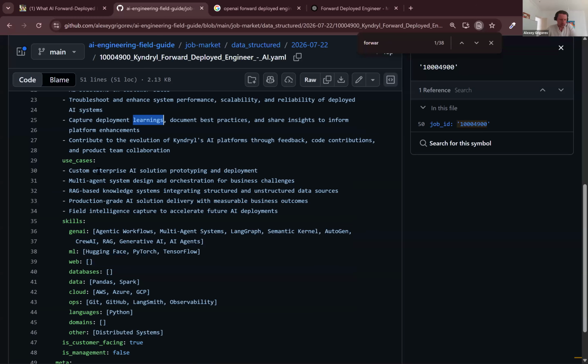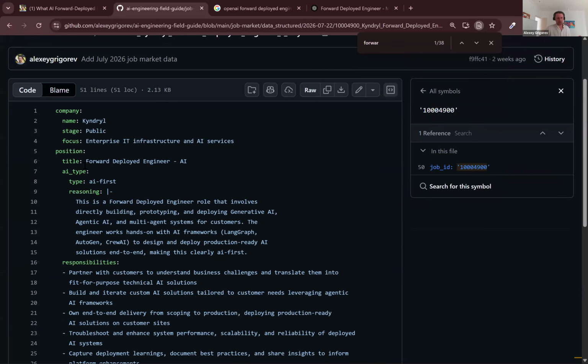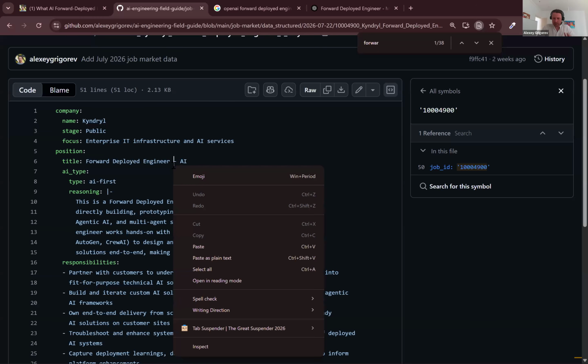Okay, and if we talk about use cases: custom enterprise AI solution prototyping, multi-agent system design, a RAG-based knowledge system, production-grade AI solutions. So basically, in this case, it's not just a forward deployed engineer, but a forward deployed engineer who specializes in AI, right? And these are the kind of forward deployed engineers we have in our data set, because, as I said, we scrape AI engineering roles. That's why all the forward deployed engineers we have in the data set are somehow related to AI. I don't know, do you have any questions so far?